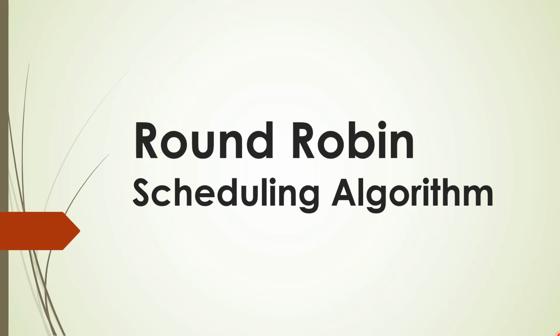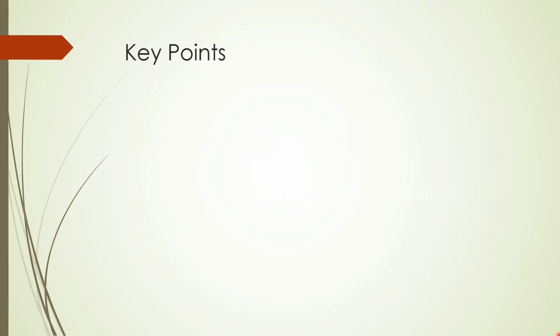Today we will see the round robin scheduling algorithm. Let us look at some of the key points. The first point is that it is a preemptive scheduling algorithm.